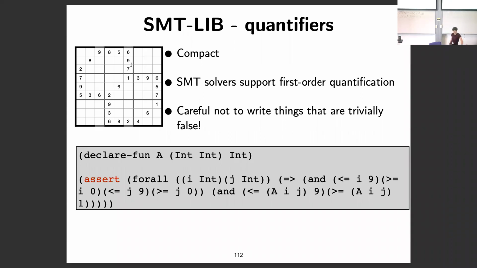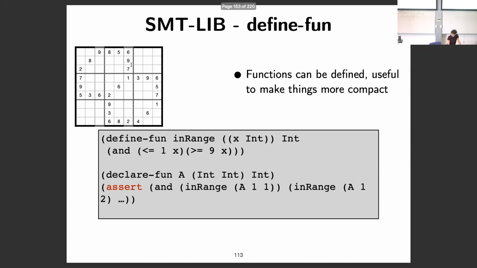Okay, there's a very good example of why I often write things that assert to be false. Oh, you can define functions. This example is also in the GitHub. I'm not going to go through it. You can define functions. That is useful because then you don't have to write the same things all the time.